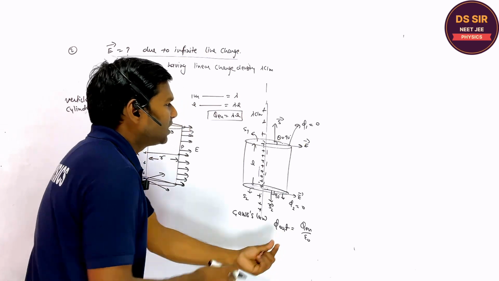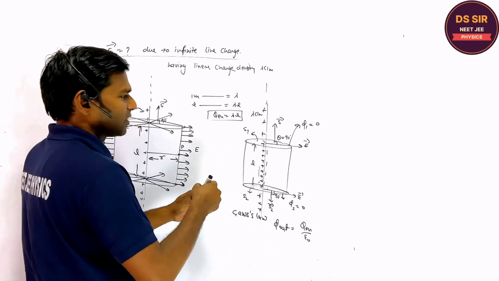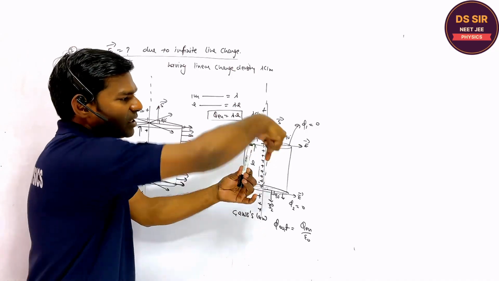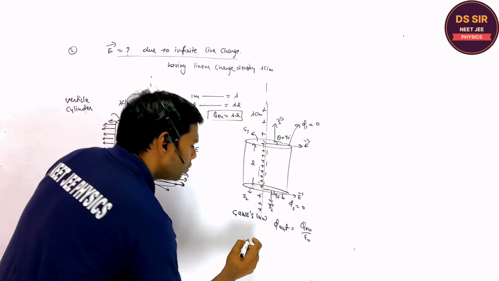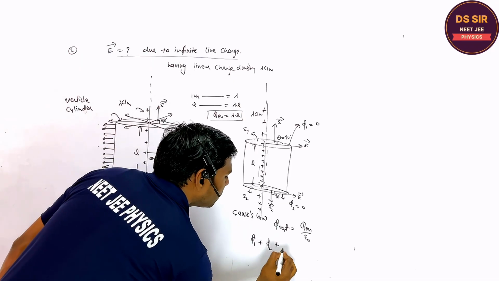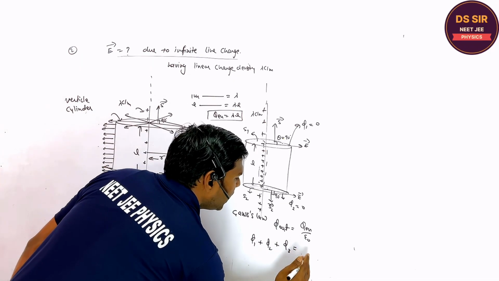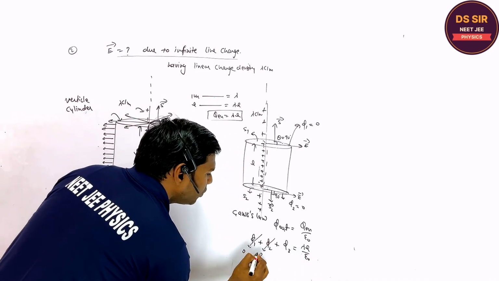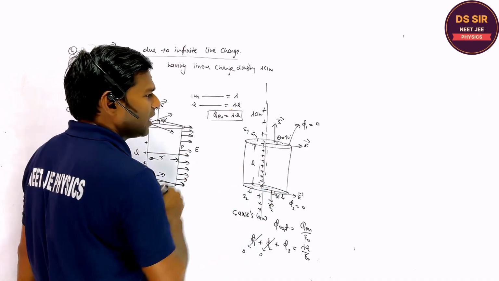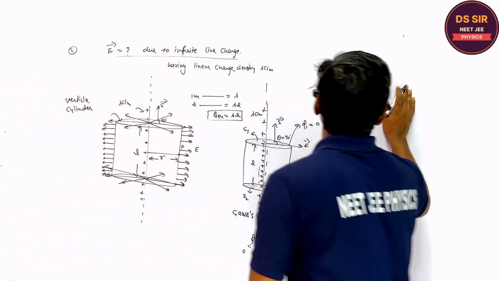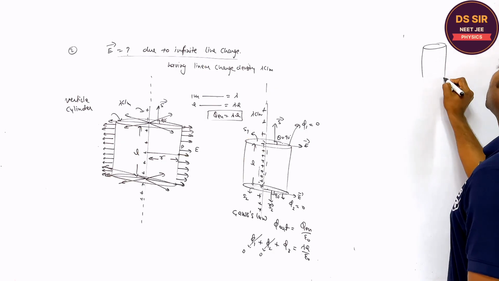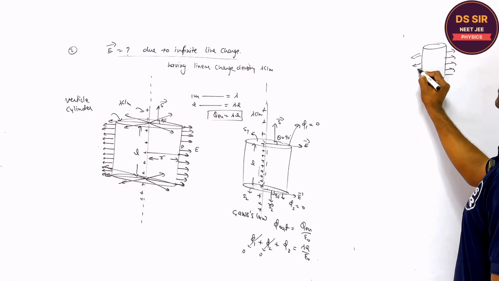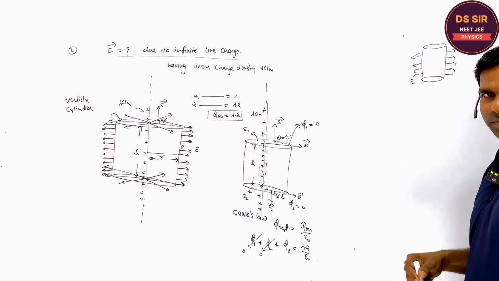So you may write it this way: the outward flux is linked with S1, S2 and the lateral surface. If this is the cylinder, this is one surface, this is the other surface, and this is the lateral surface. So phi 1 plus phi 2 plus phi 3 is equal to lambda L enclosed divided by epsilon naught. This is 0, this is 0, so we only have to find phi 3. For this lateral surface, the electric field is coming out everywhere as E.